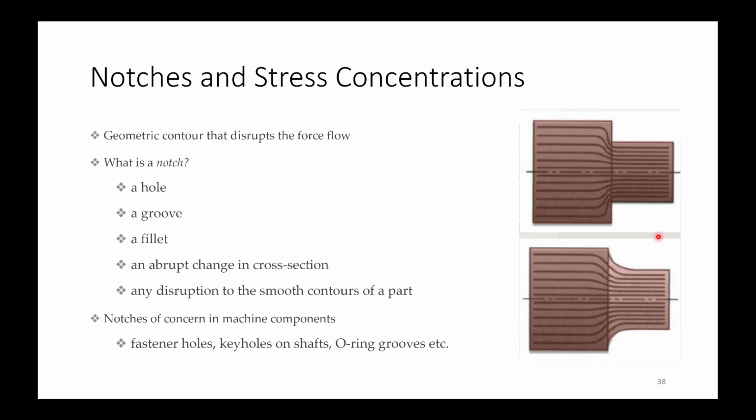Now this one I told earlier as well. These are the stress concentrations and notches in some designs which we try to avoid in some materials. So a hole, a groove, a fillet, an abrupt change in cross section disrupts your force flow. In this case your material is more likely to fail and initiate cracks from these edges. These notches are of concern in machine components such as fastener holes, keyholes on shafts, o-ring grooves, etc.